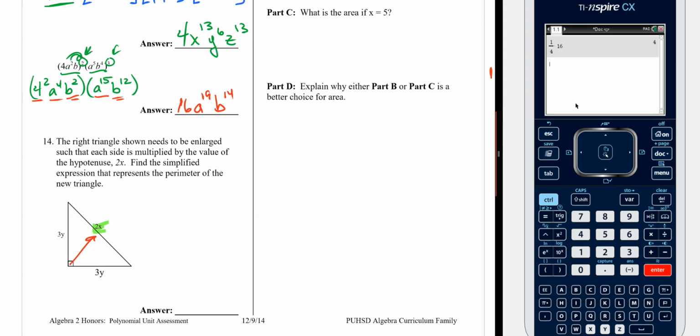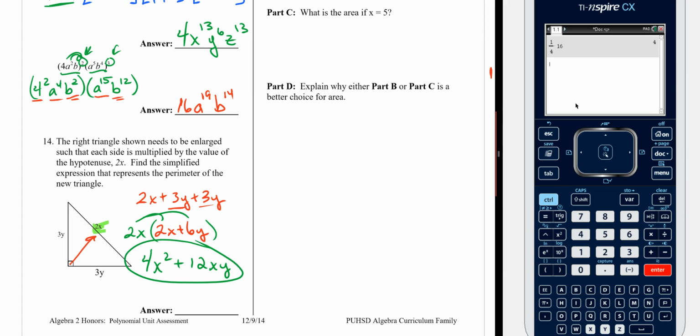So perimeter is adding up all the sides. So our perimeter right now is 2x plus 3y plus 3y. Combine my like terms, I get 2x plus 6y. But then I need to multiply it by the hypotenuse, 2x. So when I distribute that, I get 4x squared plus 12xy.